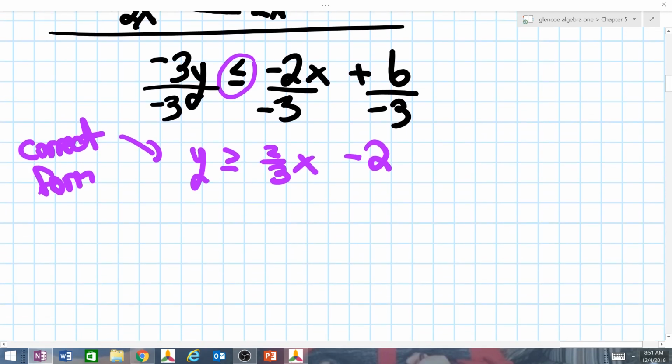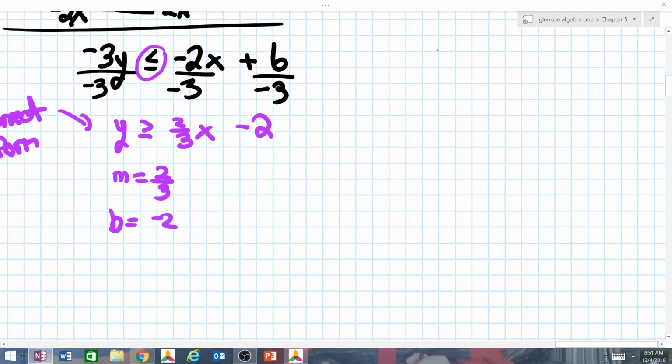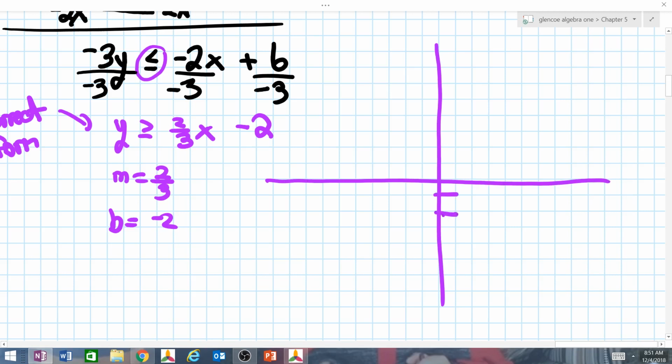So what's my slope, guys? It's not negative, it's positive 2/3. And what's my y-intercept? Good job. So here we go. Let's come over here and graph it. My slope is 2/3, which means I'm going up 2 and over 3. Is my line solid or dotted? How do you know it's solid? Good job. And we'll just pretend that I went through, so I'll just darken them because it's hard to use a ruler when you're drawing on the tablet for some reason.